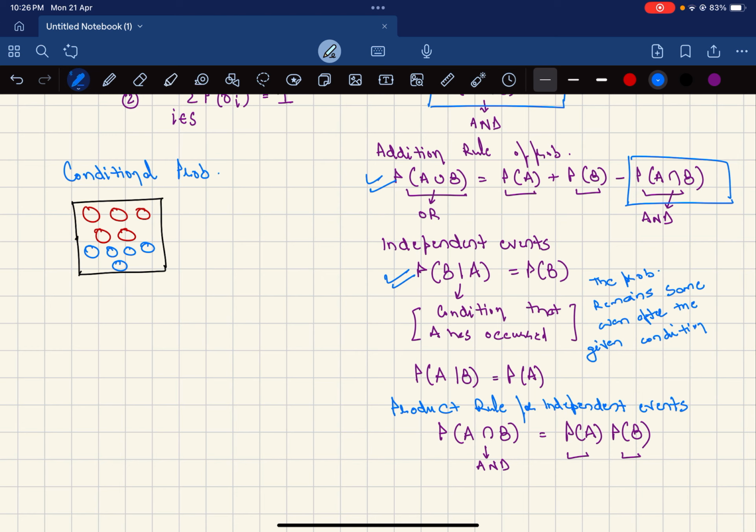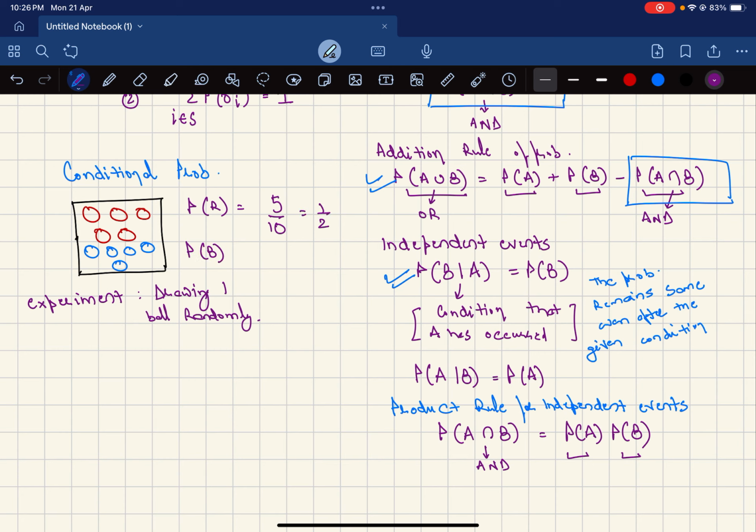Now, based on this, we can calculate the probability of a red ball. If we take out one ball randomly, so we define the experiment here, drawing one ball randomly. Now the probability of red in this case would be 5 upon 10, since 10 is the total number of balls and 5 of them are red. So obviously there will be a 1/2 probability of getting a red ball.